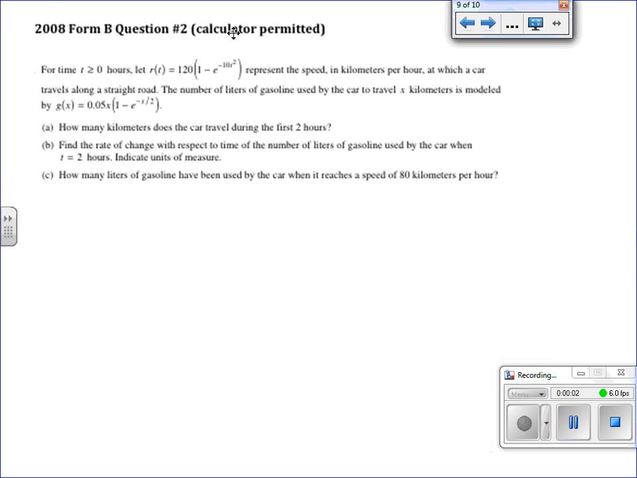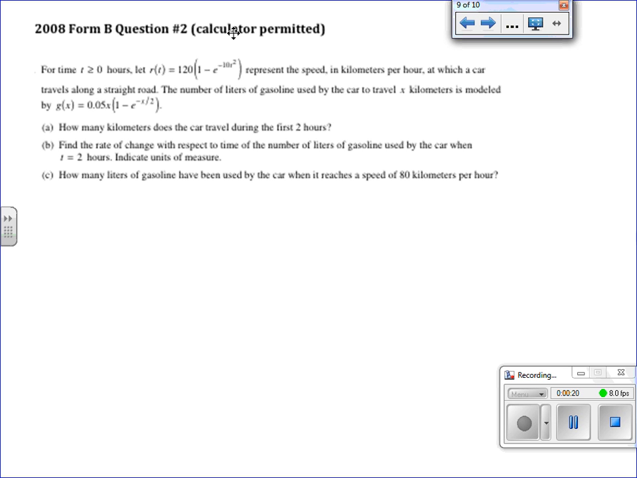Okay, now I'm going to do the 2008 Form B question number 2. And this one, the calculator is permitted. So it says for time t greater than 0 hours, R of t equals 120 times 1 minus e to the negative 10 t squared, where R represents the speed in kilometers per hour.